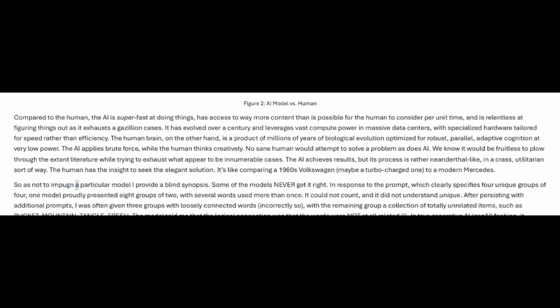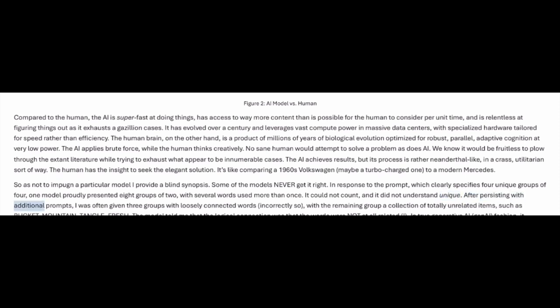So as not to impugn a particular model, I provide a blind synopsis. Some of the models never get it right. In response to the prompt, which clearly specifies 4 unique groups of 4, one model proudly presented 8 groups of 2, with several words used more than once. It could not count, and it did not understand unique.